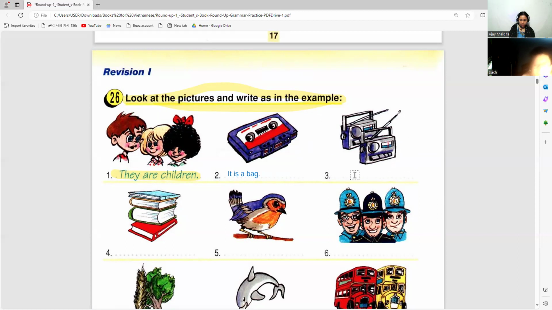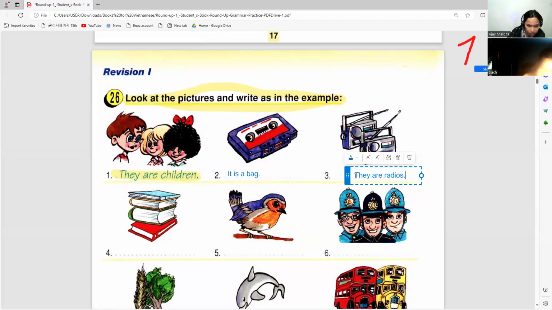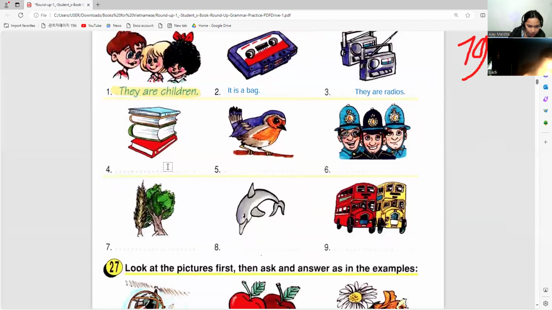Oh, Wangbak, are you okay? Number three, what's your answer? They are radios. Yes, they are radios. Next, number four. They are?